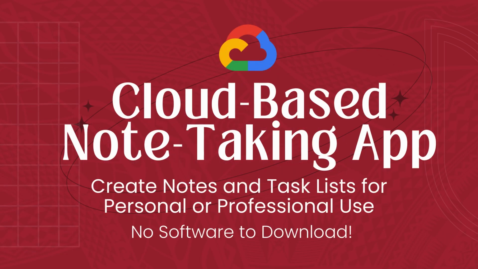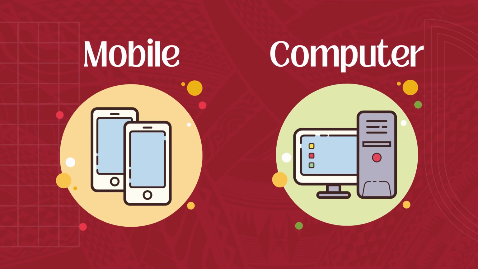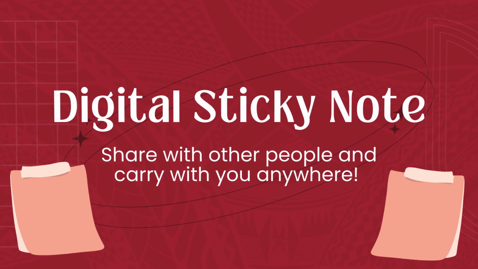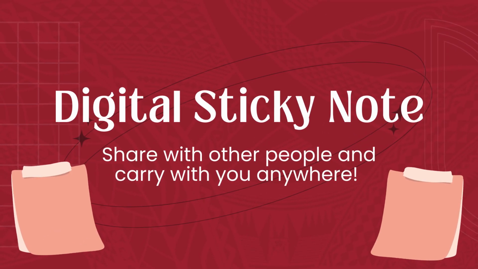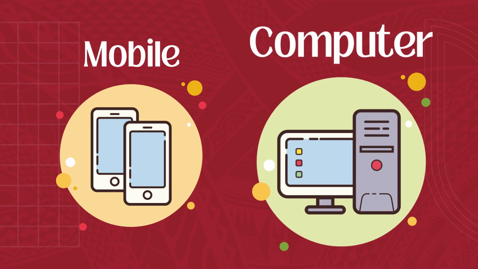Google Keep is a simple cloud-based note-taking app that allows you to create notes and to-do lists for personal or professional use. No additional software needed. It has a mobile version and a computer version that sync up, so you can access your notes from anywhere. It's essentially a digital sticky note that you can share with other people and access at any time. For this video, we will primarily focus on the computer version.